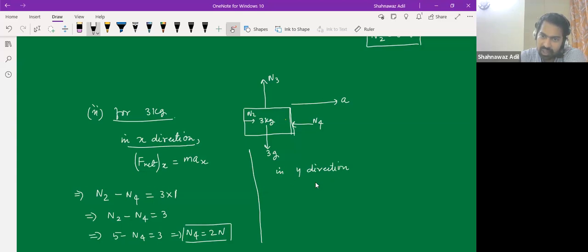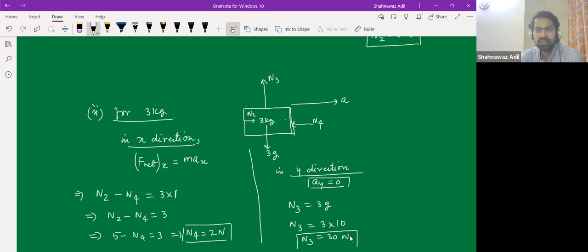Now in the y direction, we have a_y equal to 0, which means that it is at equilibrium. So which means that N3 equal to what? 3g, right? This is the weight force. We are writing the forces. So N3 equals 3 into 10, which is 30. So these are the things for the 3 kg block. Understood, everyone? Yes, sir.